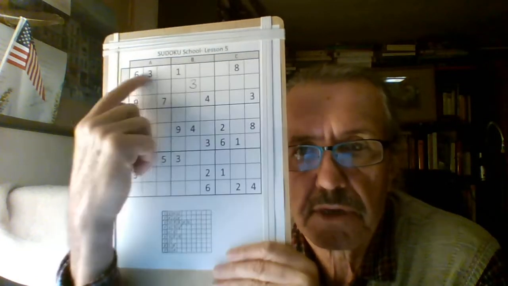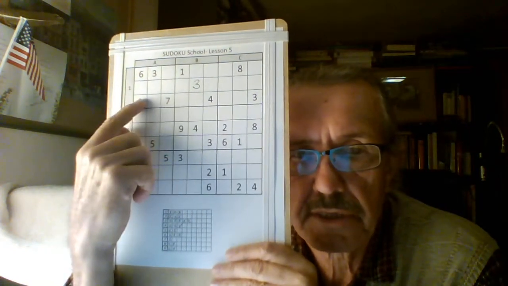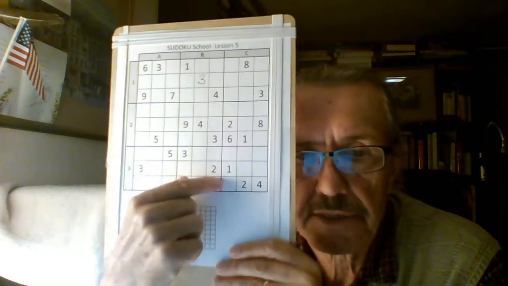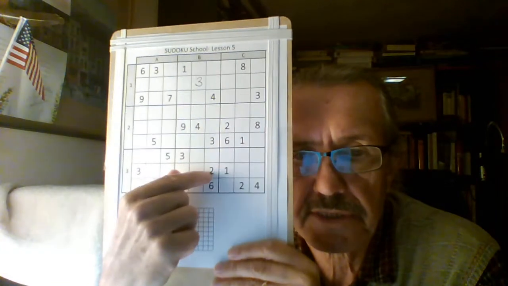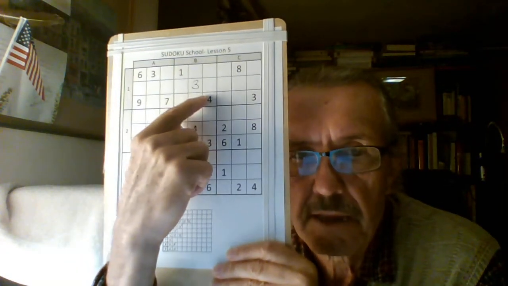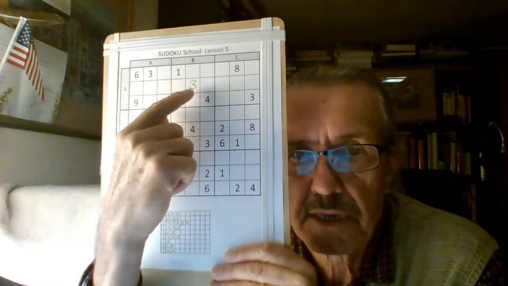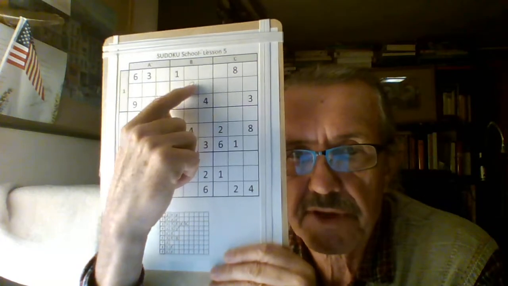On this row, number 3 already exists. In this row, number 3 already exists. In this column, number 3 already exists. In another column, number 3 already exists. There's one available space on the B1 for number 3, over there.